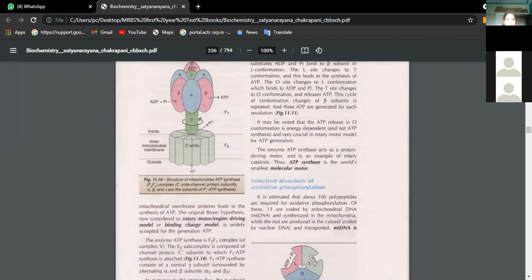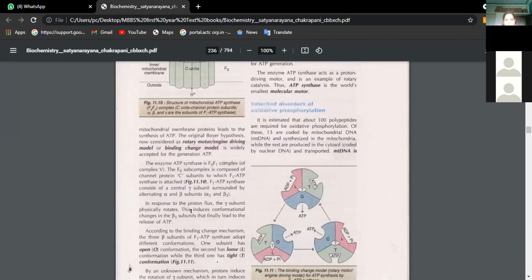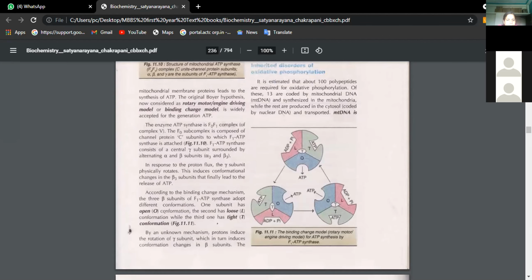See, alpha, beta, gamma. This gamma subunit first, it is surrounded by alternating alpha, beta subunits. So in response to proton flux, that means hydrogen ions are moving inside, because of the entry of hydrogen ions, there is a coupling of ADP with high energy phosphate to form ATP. So this is, according to the binding change mechanism, three subunits. F1 ATP synthase adopts different conformations.